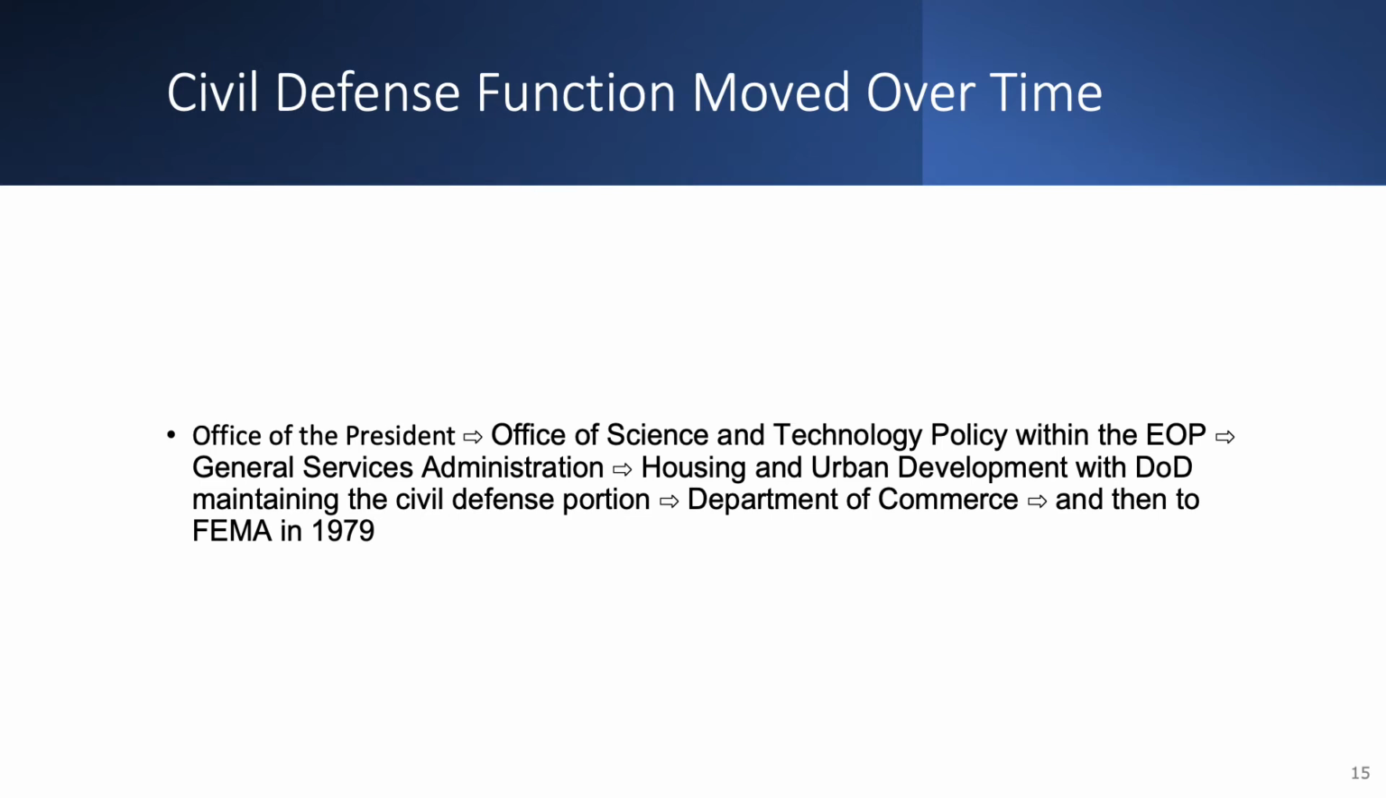One of the important things that happened is how often the roles and responsibilities in disaster assistance have changed. Over time, it's moved from the Office of the President to the Office of Science and Technology Policy and the Executive Office of the President to the General Services Administration to Housing and Development to parts of DOD to the Department of Commerce and then to FEMA in 1979. And then we had 9/11, and things morphed and changed and moved all over again and continue to hop all over the place back and forth.